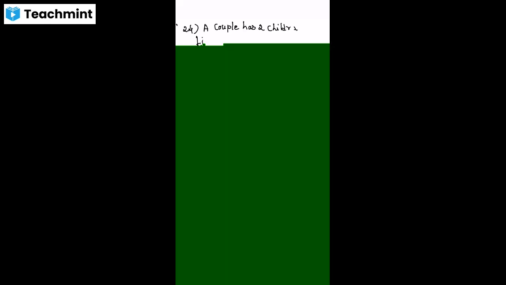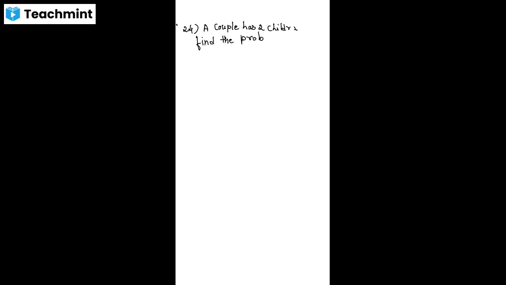Find the probability that both are girls if it is known that the elder child is a girl.